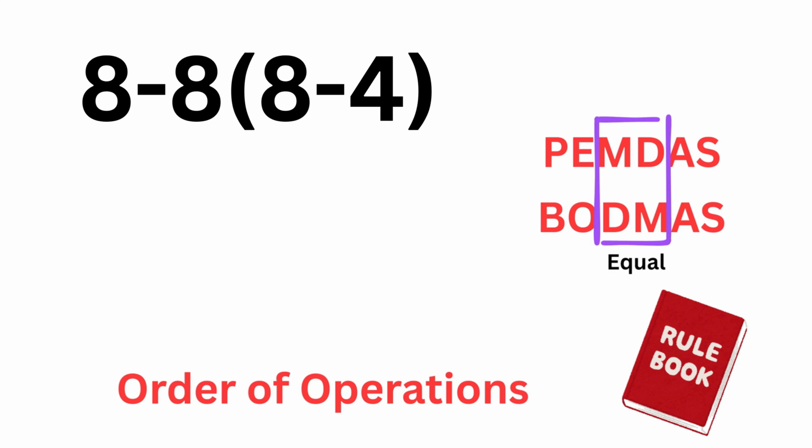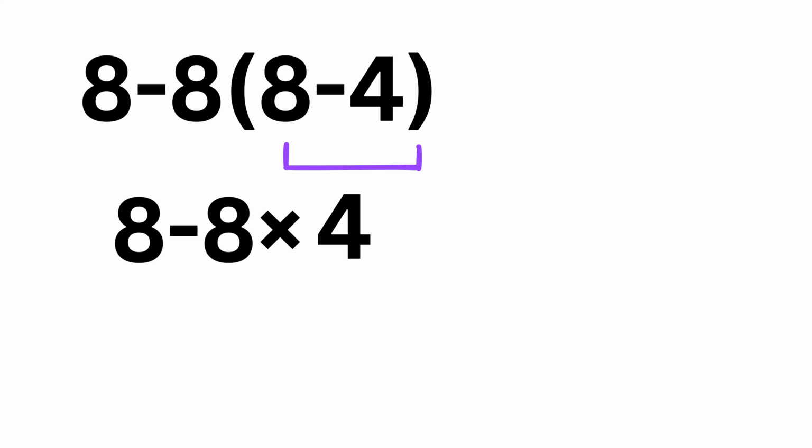Remember that multiplication and division have equal priority, and we have to work from left to right. And the same applies to addition and subtraction. So first, inside the parenthesis, we have 8 minus 4, which equals 4. So we have 8 minus 8 times 4.